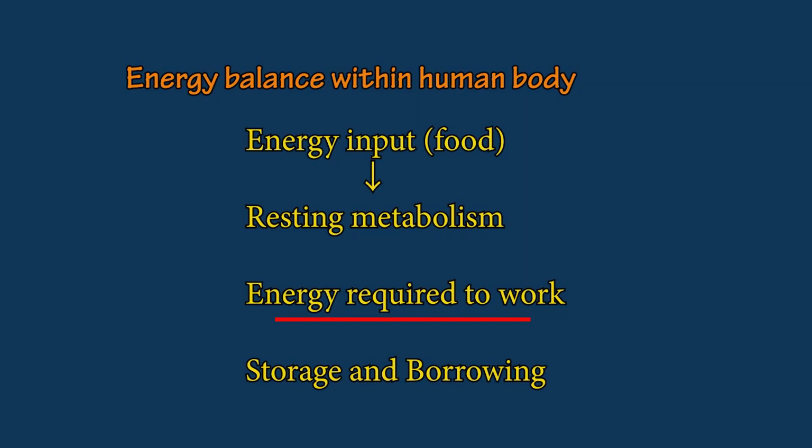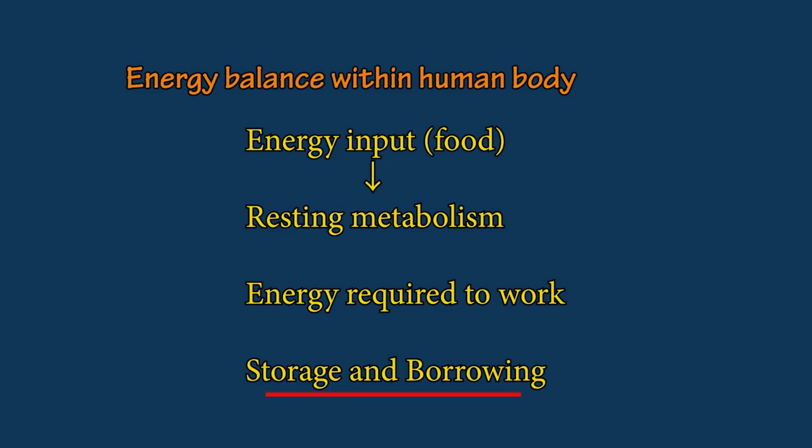Now after this resting metabolism is met, energy is then used to maintain the energy required to work. So after using the energy to do our daily work, the rest is next stored or borrowed. So these are broadly the three ways in which we use the energy. Now given this idea, we can now form a capacity curve.